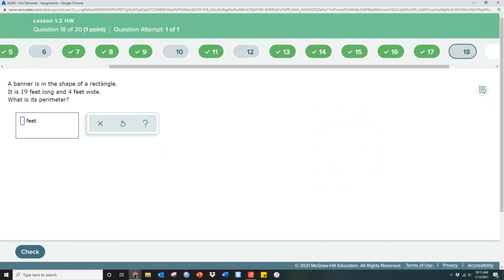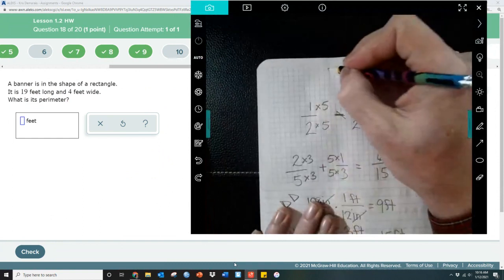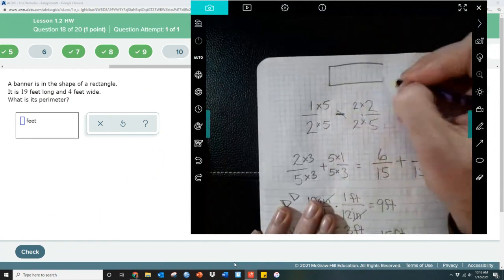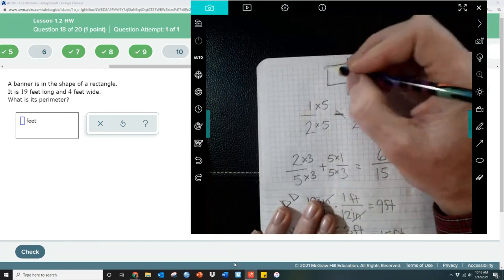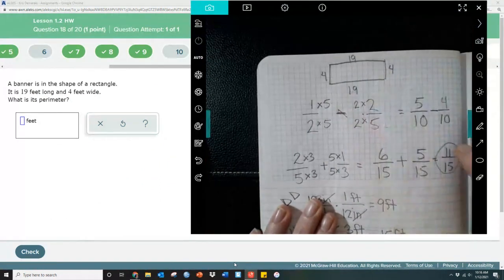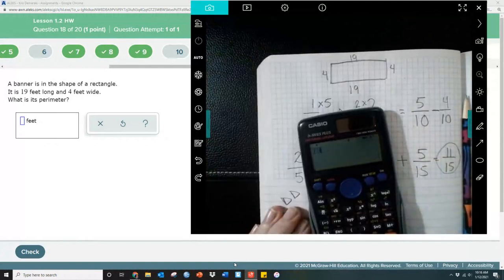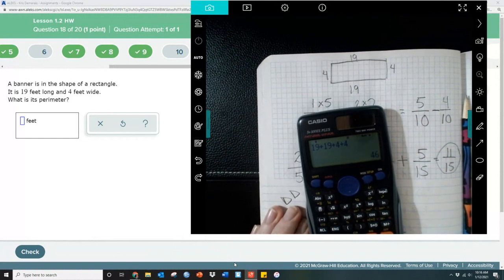All right, this says a banner is the shape of a rectangle. It is 19 feet long and 4 feet wide. Now it wants to know the perimeter. If you can't figure it out right away, draw yourself a picture. So it's 19 feet long, and we can put the 19 here, and then 4 feet wide. Now you have it drawn. You can just do 19 plus 19 plus 4 plus 4, and get 46.